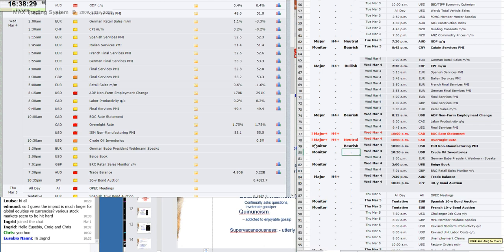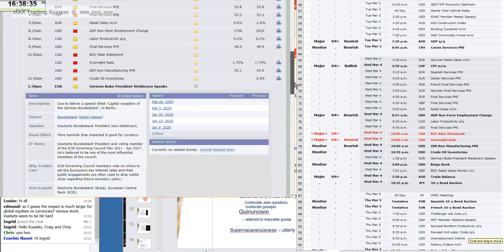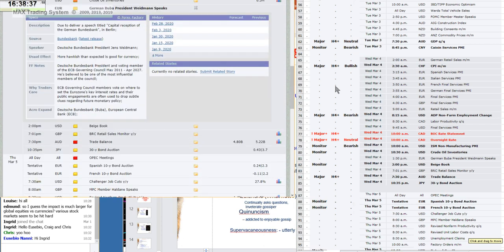And then we have the US dollar ISM non-manufacturing PMI. I will monitor and pretty much neutral, a bit bearish. Then monitor the crude oil inventories for those of you who trade crude oil. Then we have Weidmann speaking, due to deliver a speech titled Capital Reception of the German Bundesbank, so not important.